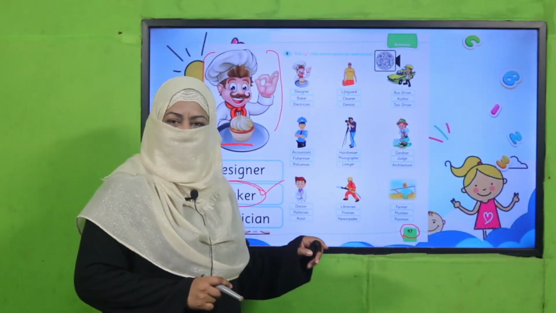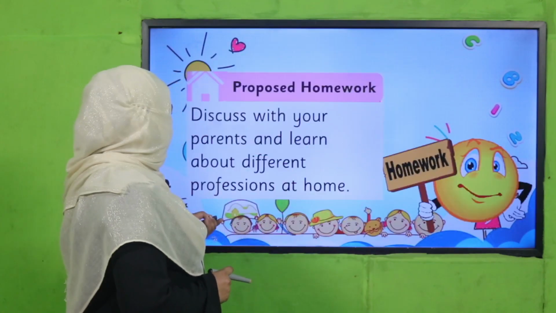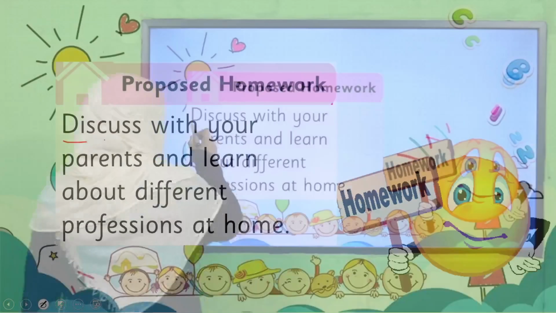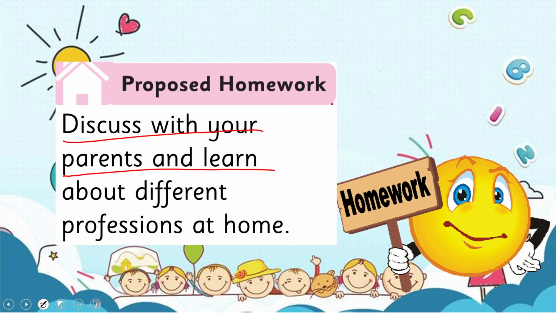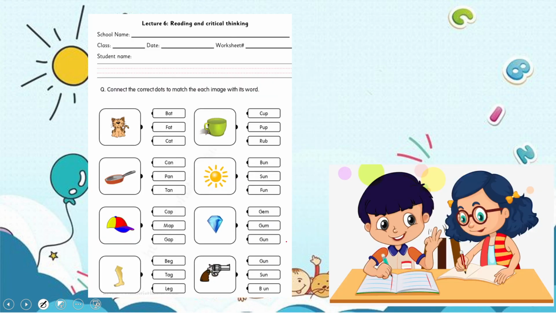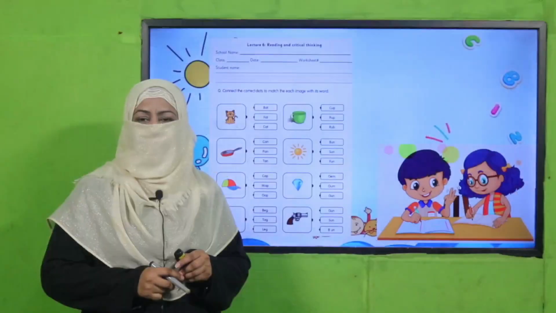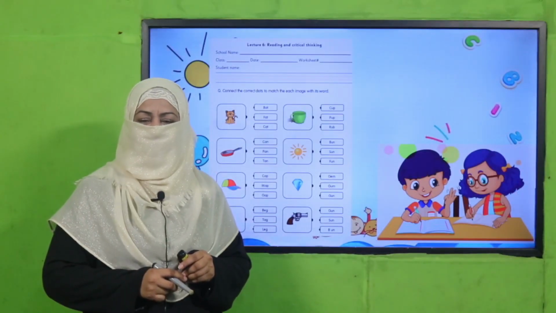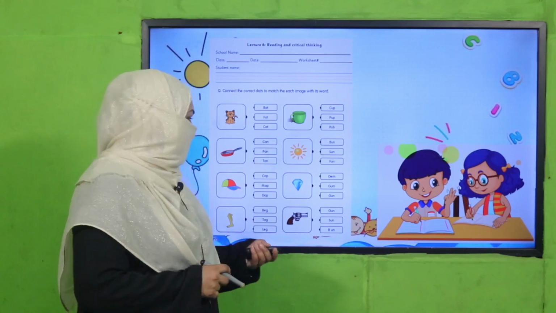Yes, my dear children, are you done with it? Good job. It's time for your homework. You will discuss with your parents and learn about different professions at home. And here is a worksheet. My dear fellow teachers, this worksheet, lesson plan, PowerPoint presentation links are given. You may click it, download it, and kindly provide a printed worksheet to students for practice.